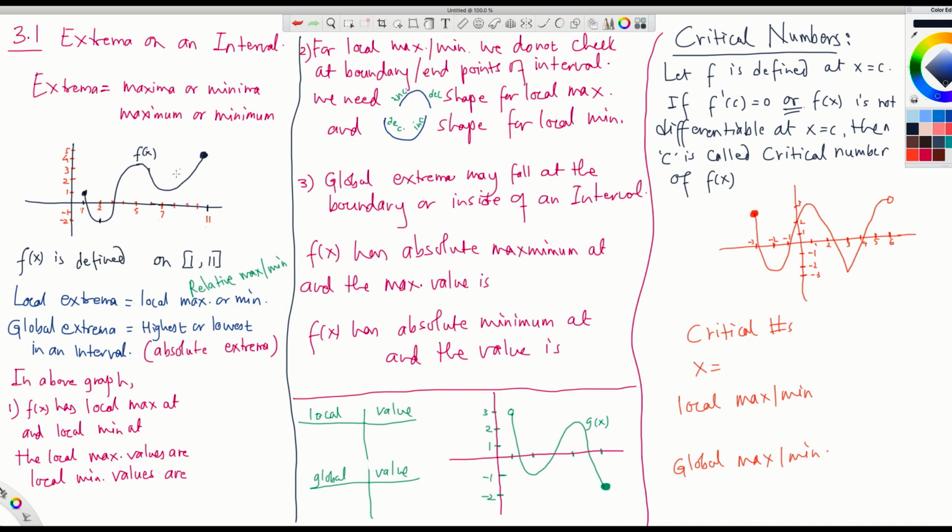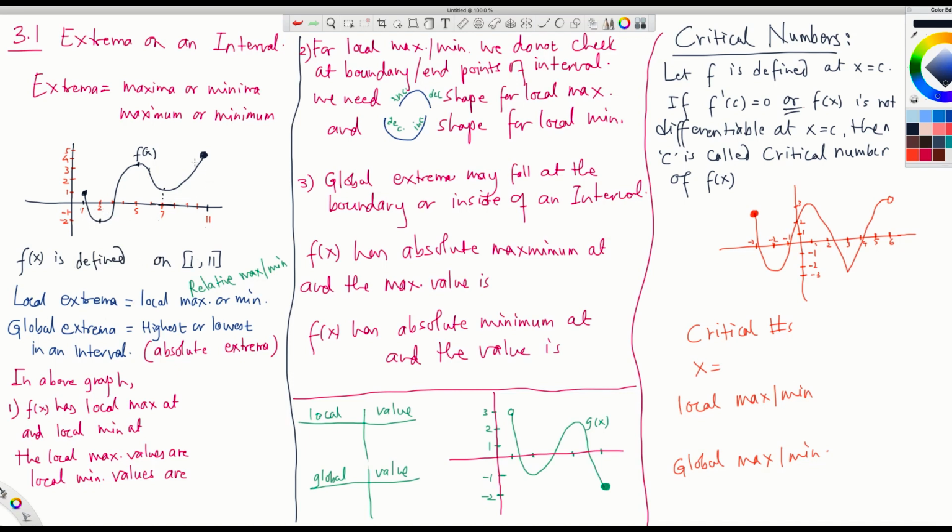Similarly, at 5, it takes the highest point in the neighborhood, in the proximity of 5. The height at 5 is the highest around those points. At 7, it is the lowest around 7. The height at 7 is the smallest height among the points close to 7. Similarly, this is the highest point and that one is the highest point too. But at 2 or 5 or 7, you see the combination of decreasing and then increasing, or increasing and then decreasing.